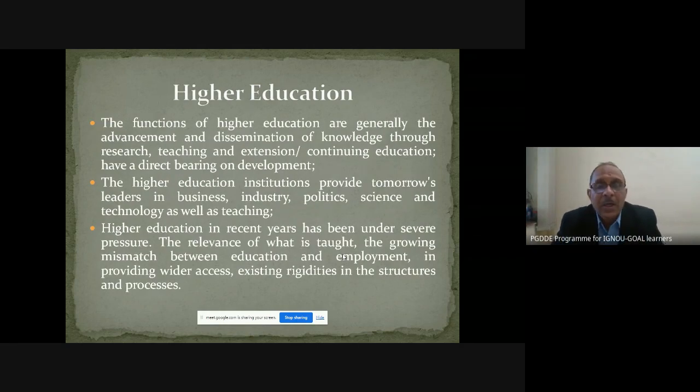Then comes the higher education. Of course, we have already talked about the functions of higher education: creating knowledge and disseminating knowledge through the research activities carried out by the university. Teaching is carried out, extension activities are carried out, and continuing education is provided by the university. And of course, university education has a direct bearing on the development of the country.